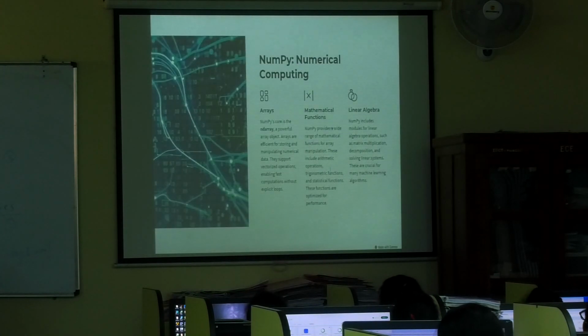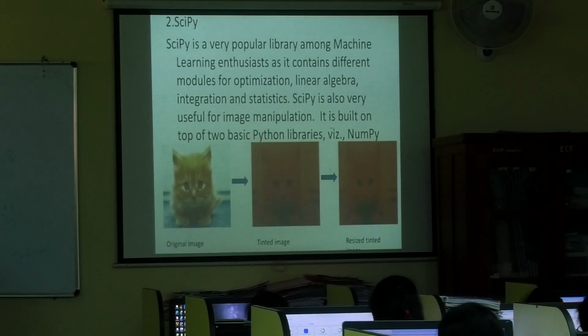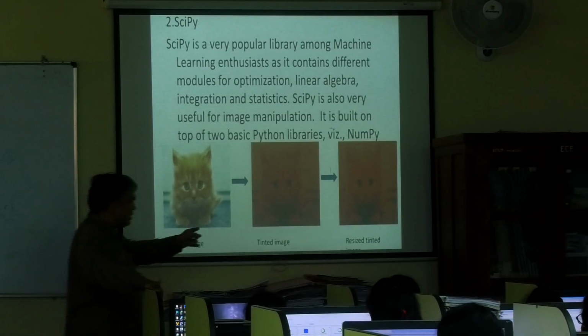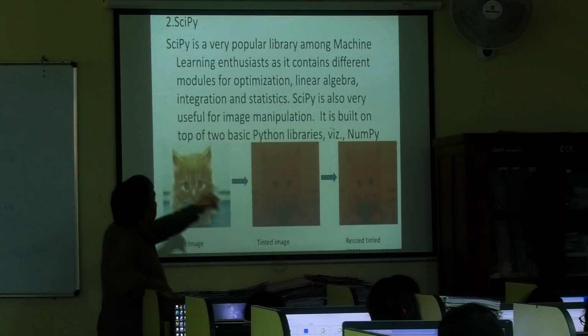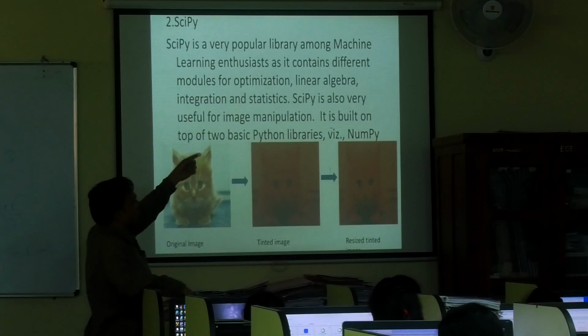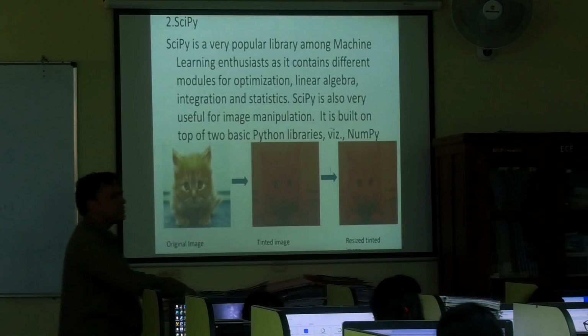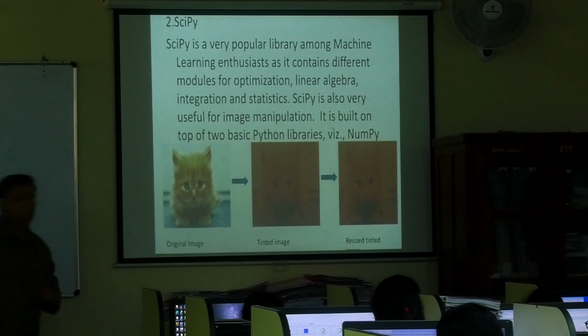So various libraries will be there. NumPy, numerical computing, is a popular Python library that supports numbers. The SciPy library is a very popular library. This is the original image. This is another different image. This is the resized image. So this is the library used with machine learning algorithms. It contains different modules for optimization, linear algebra, integration, and statistics. So SciPy is also very useful in image manipulation. When you want to do image manipulation, this library will be utilized.